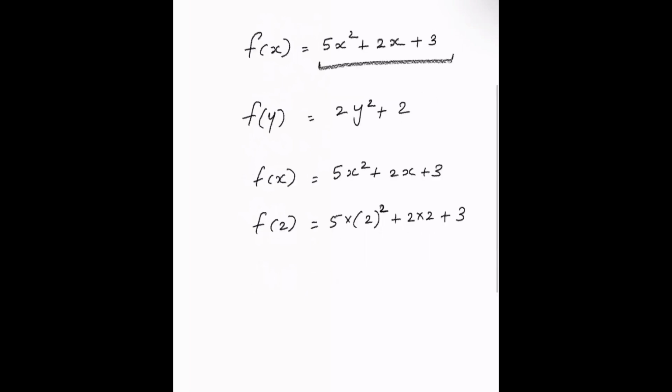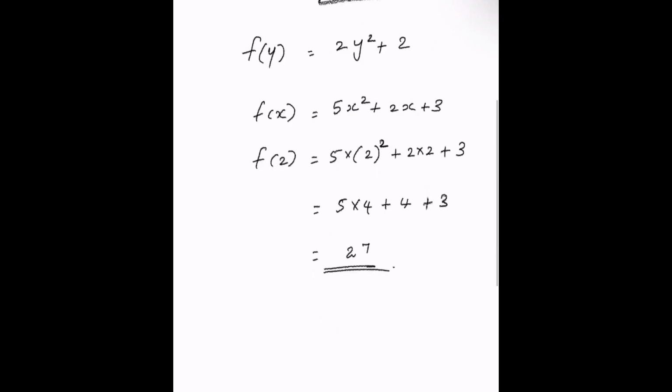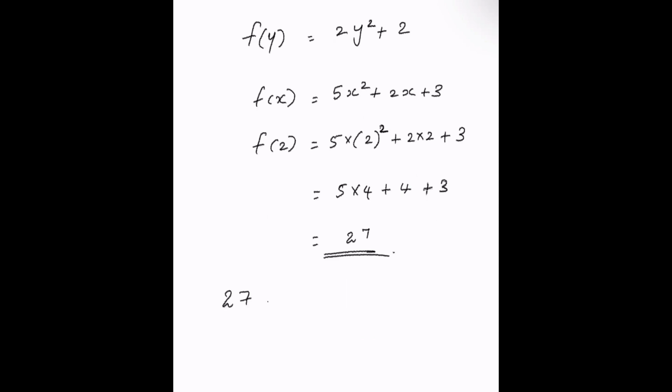So what is the value that I am getting here? 5 into 4 plus 4 plus 3, which would be 27. So this is the value of the polynomial at x is equal to 2. Here you can say 27 is the value of the polynomial at x is equal to 2. This is what we say.